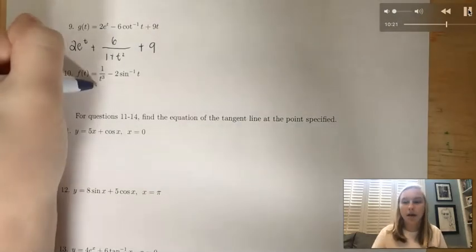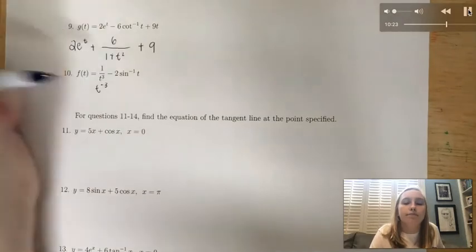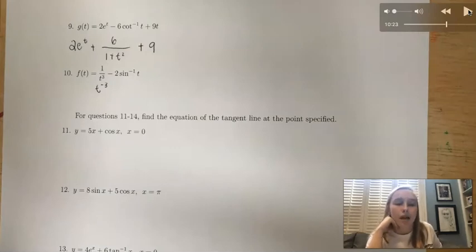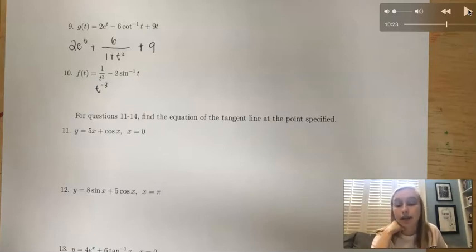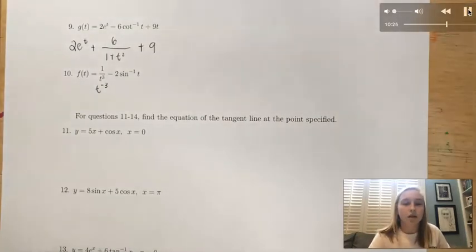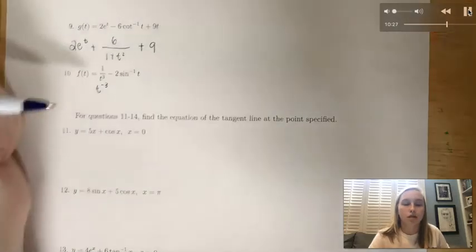Okay, number 10. Like I did on the previous page, I'm writing out this fraction in the form of its power. So instead of writing 1 over t to the third, I'm going to write t to the negative 3. This makes the power rule easier, like I've said before.